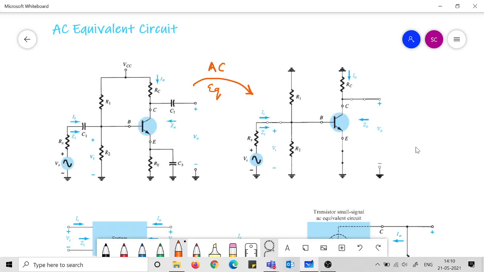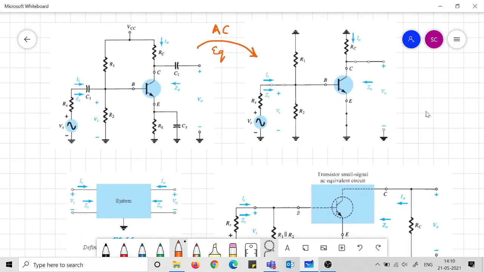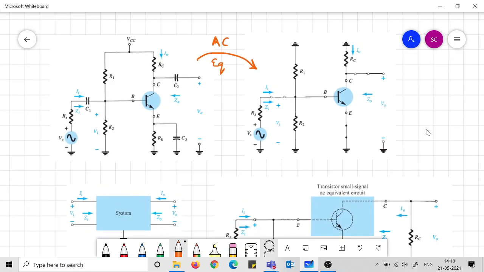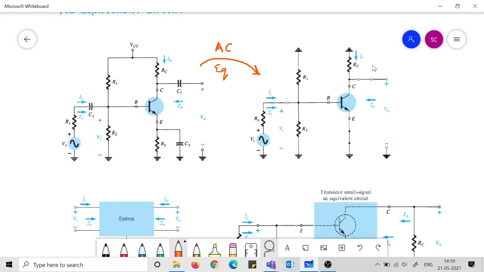Now from the point of view of this AC equivalent circuit, we try to see it as a two-port system. Now I guess that your previous courses have covered the idea of two-port systems.